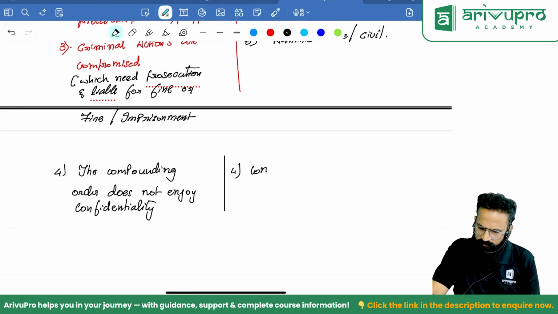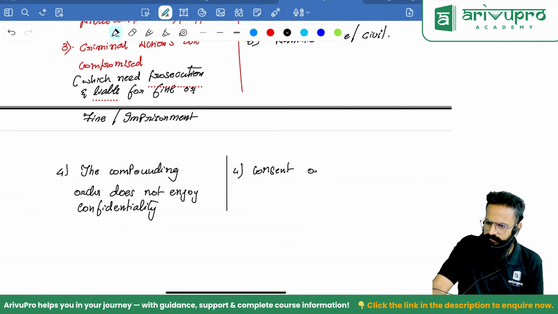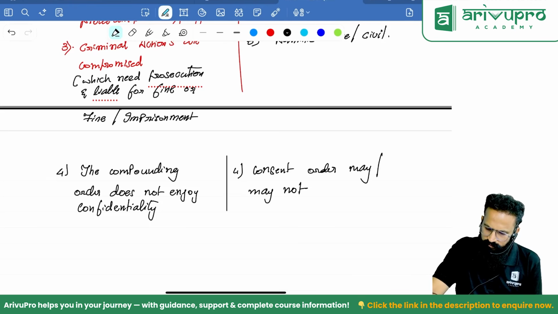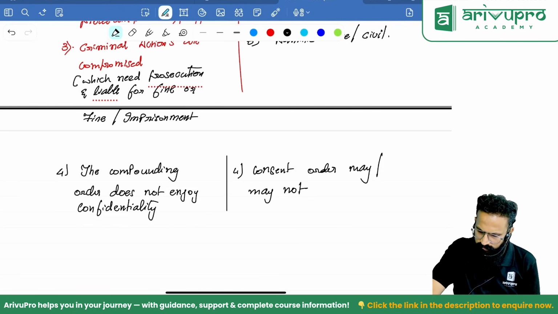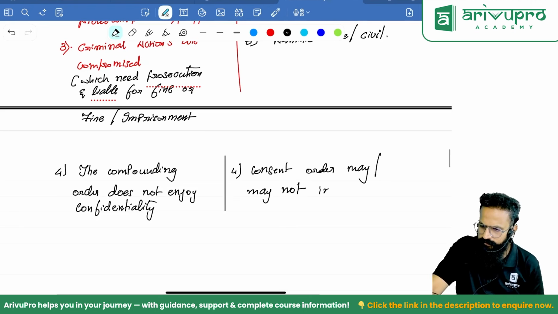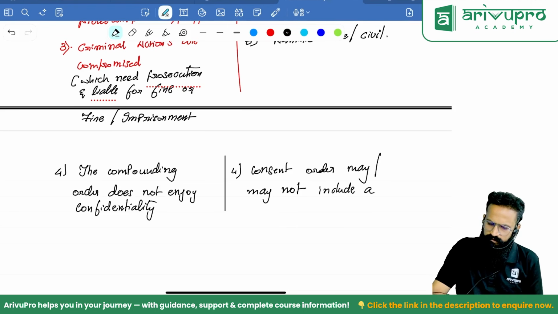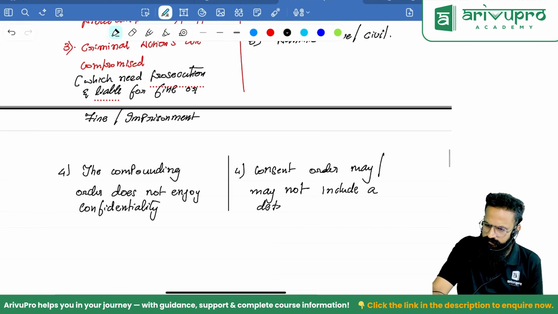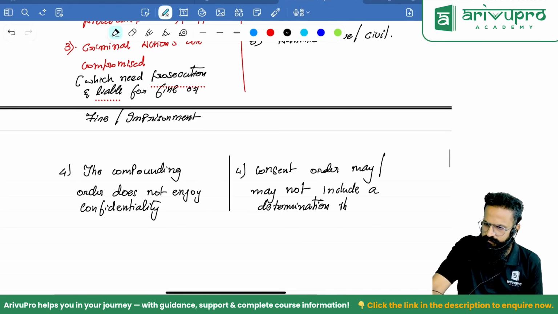The consent order may or may not include a determination that violation has occurred.